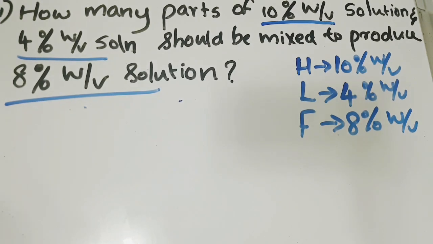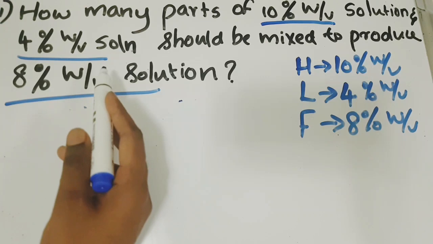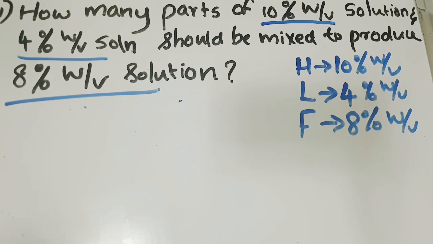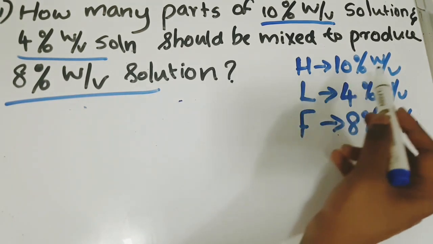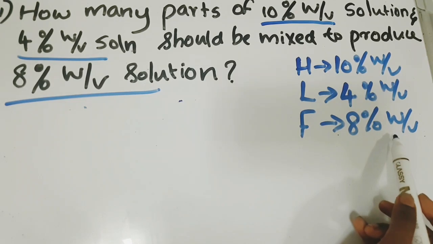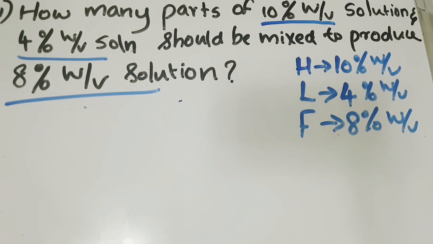So in the first step we have analyzed the data: higher concentration 10% weight by volume, lower concentration 4% weight by volume, and the final or desired concentration 8% weight by volume. Now the second step: you have to check whether the units given in the question are similar or not. Here all three are expressed in weight by volume, so there is no need for any conversion.